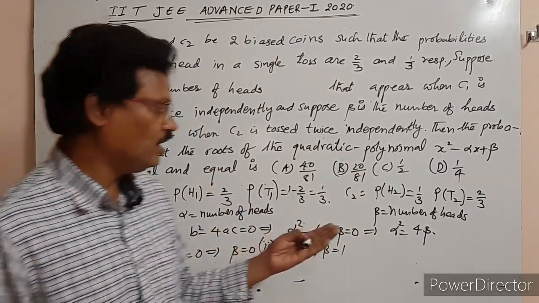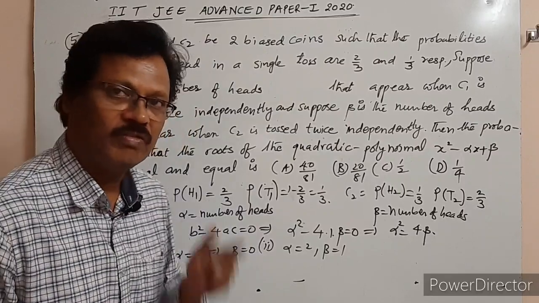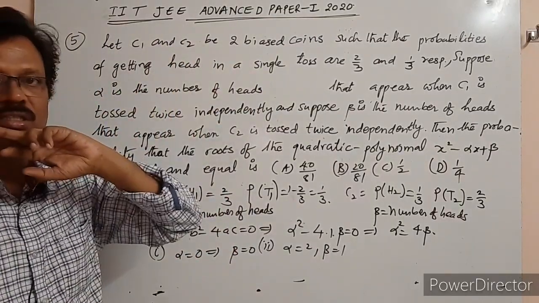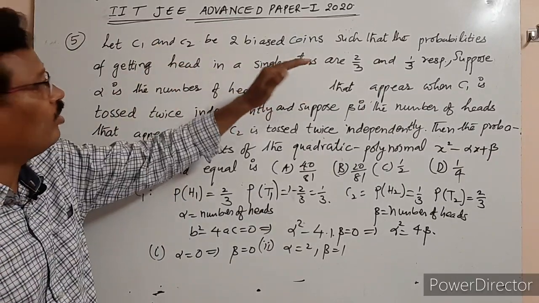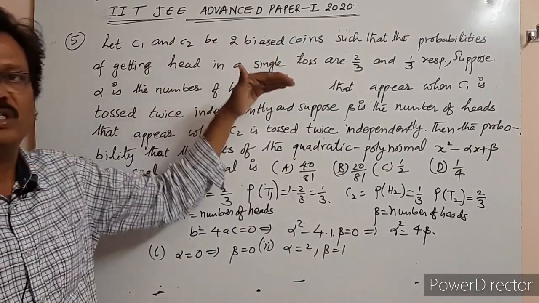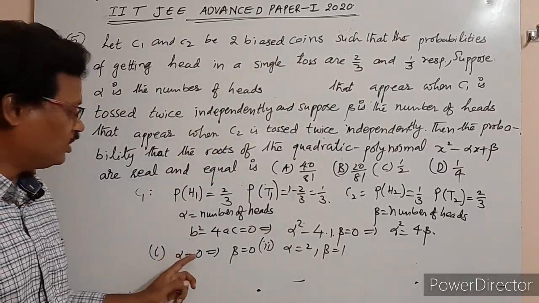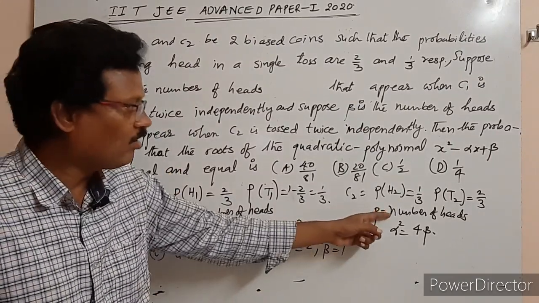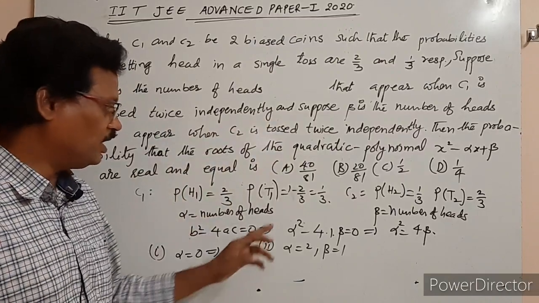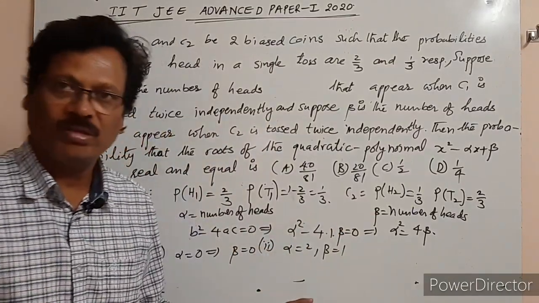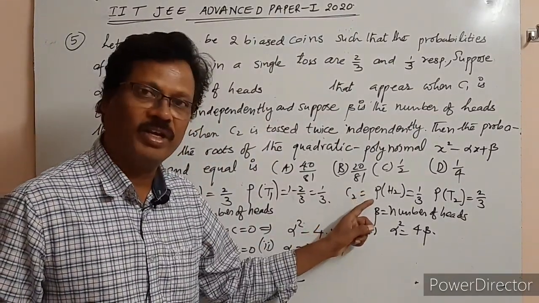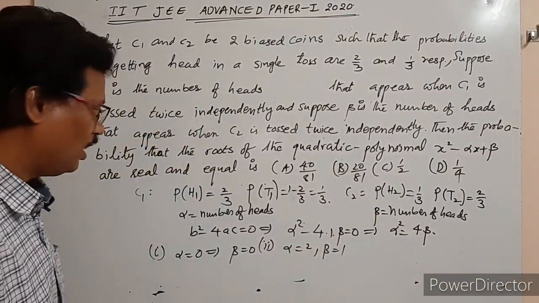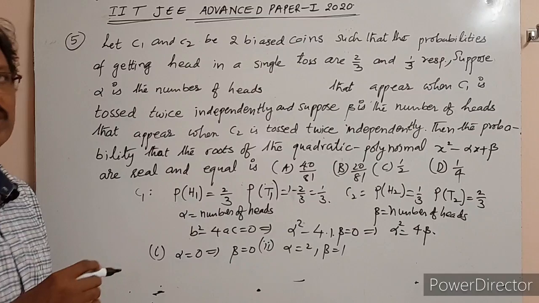Is there any case where we can take alpha equal to 3? Why not? Because alpha is the number of heads when C1 is tossed, and C1 is tossed only 2 times. That is why there will be 0 heads, 1 head or 2 heads. In the same way, the second coin is also tossed twice. That is why beta, the number of heads on the second coin, may be 0, maybe 1, maximum 2. Therefore, these are the only 2 possibilities.